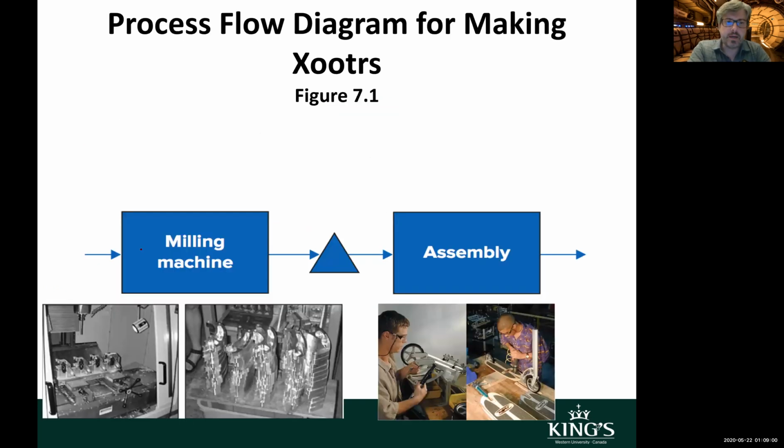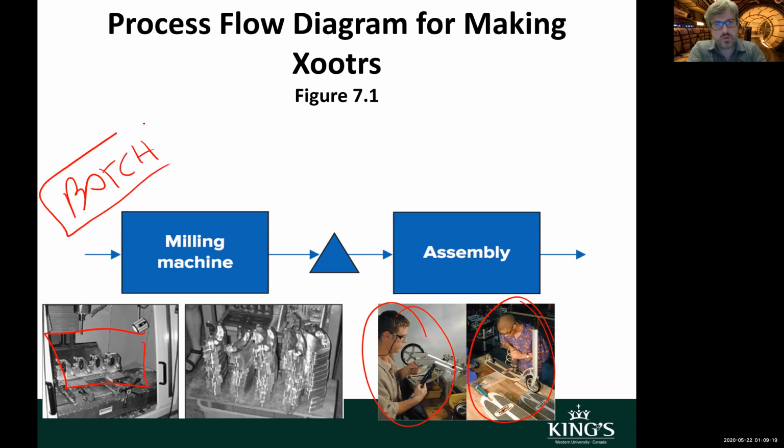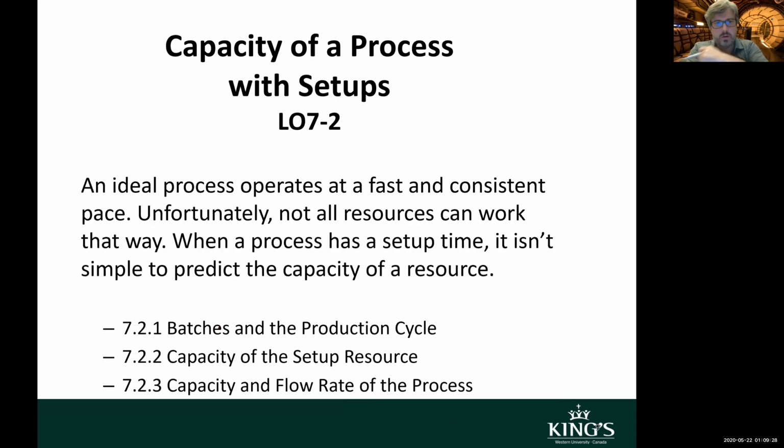So here we go. This is an example from the textbook where you have a process flow, you have a milling machine and the assembly. In the assembly, you're assembling one unit every single time, but the milling machine is milling 4 units at a time, right? So this is a batch. I don't produce 1 unit at every activity, at every task. I'm producing multiple units at every task, right?